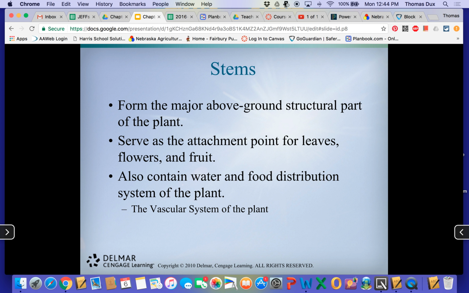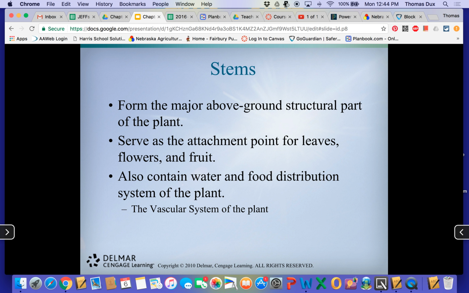The stems of plants are important in forming the major above-ground structure part of the plant. They act as the attachment point for leaves, flowers, and fruits. Stems also contain the water and food distribution system, or the vascular system of the plant. The vascular system is broken into 2 different things, so I need somebody to read the next paragraph. 2 very important tissues that we're going to talk about right now.